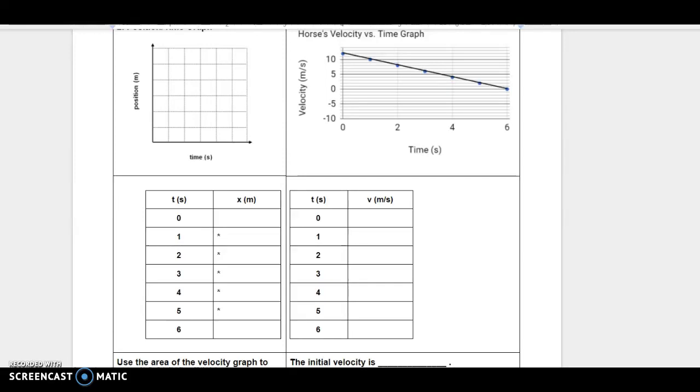Okay, this is practice 5, number 2, as an example. All right, so the first thing that you're going to do is look at the velocity versus time graph that's given, okay? First, check out where the axis is.